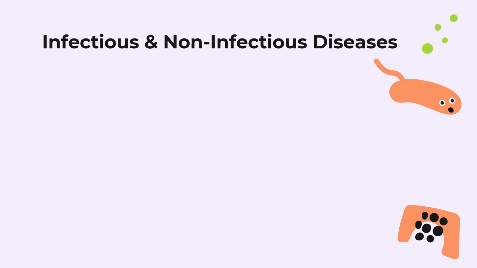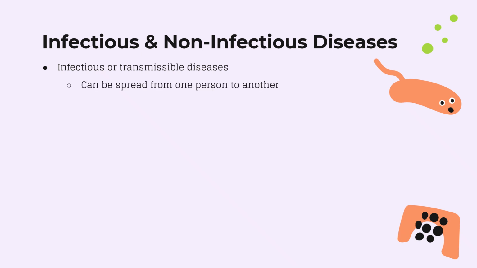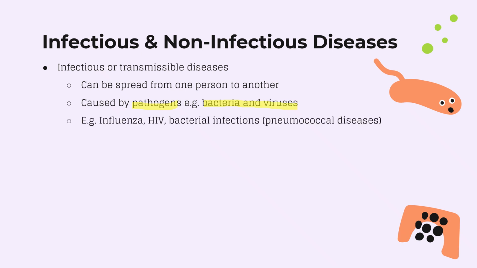So let's move on to infectious and non-infectious diseases. Infectious diseases are also known as transmissible diseases. They can be spread from one person to another, and they are caused by pathogens. There are two that you must remember from the syllabus: bacteria and viruses. Examples are influenza, HIV or AIDS, and bacterial infections. Pneumococcal is in the syllabus, so I'll be introducing to you in later videos what pneumococcal diseases are.